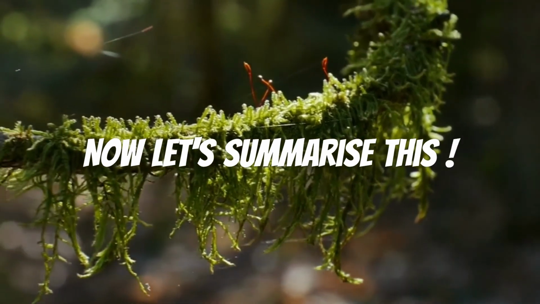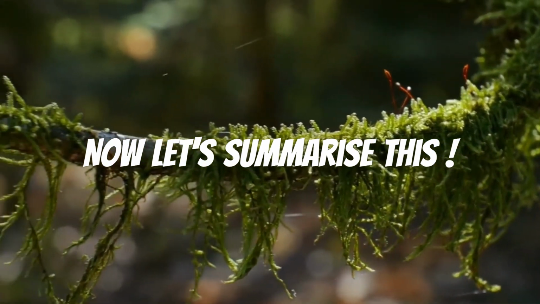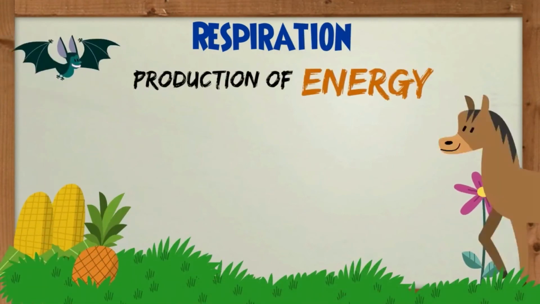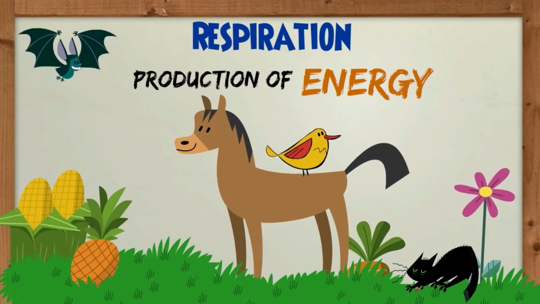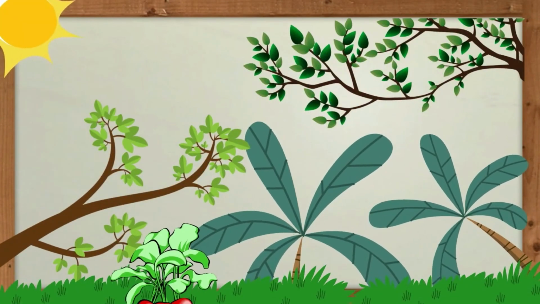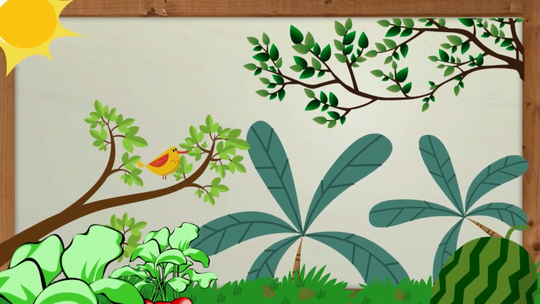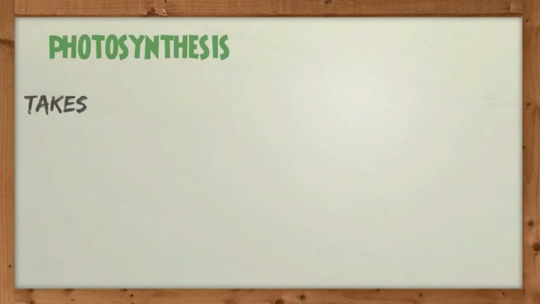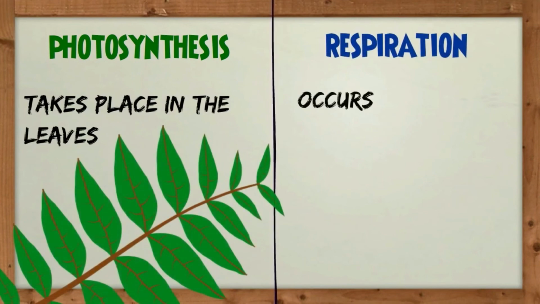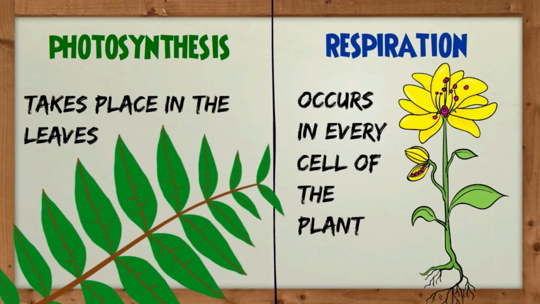Now, let us summarize this. Respiration is the production of energy. All living things need energy to stay alive, so they convert some of the sugar produced during photosynthesis into the energy that they need. While photosynthesis takes place in the leaves, respiration occurs in every cell of the plants.